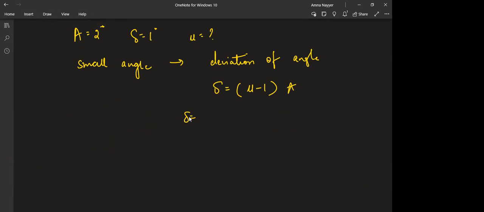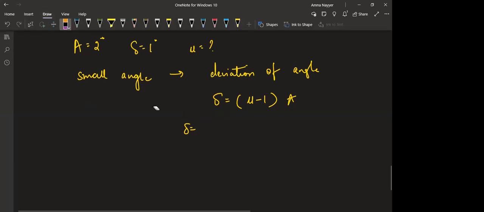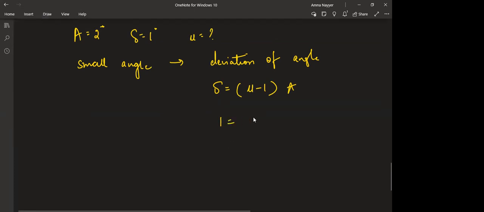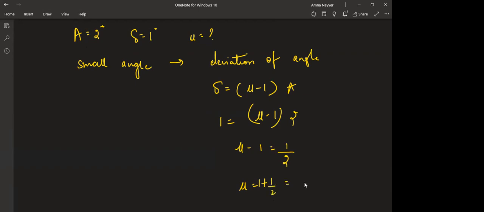So yes, deviation is 1, and A is 2. Here we have to write: from here, this becomes 1 equals mu minus 1 into 2. So mu minus 1 becomes delta by A, that is 1 by 2. Mu will be 1 plus 1 by 2, that is 3 by 2, which is 1.5. So option B.